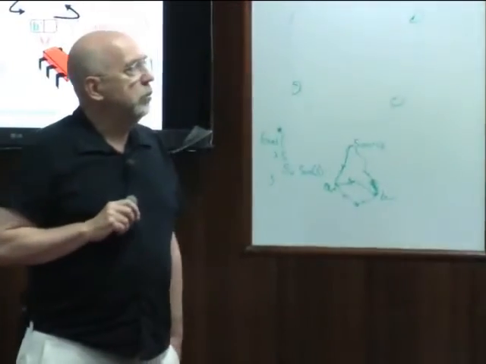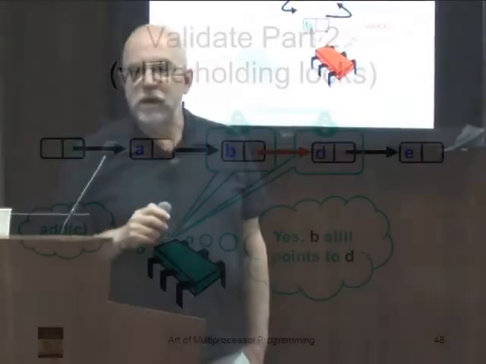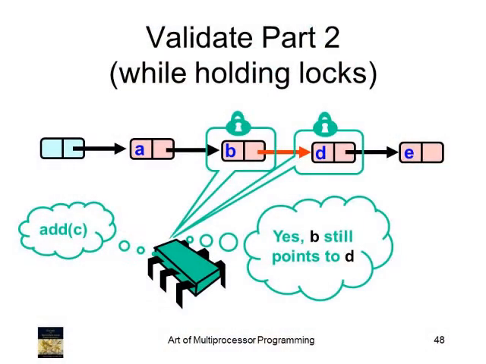And so what that means is that you have to check, once you get the lock, the conditions that are kind of subtle. And here, the second thing we have to check for is that the first node still points to the second node.